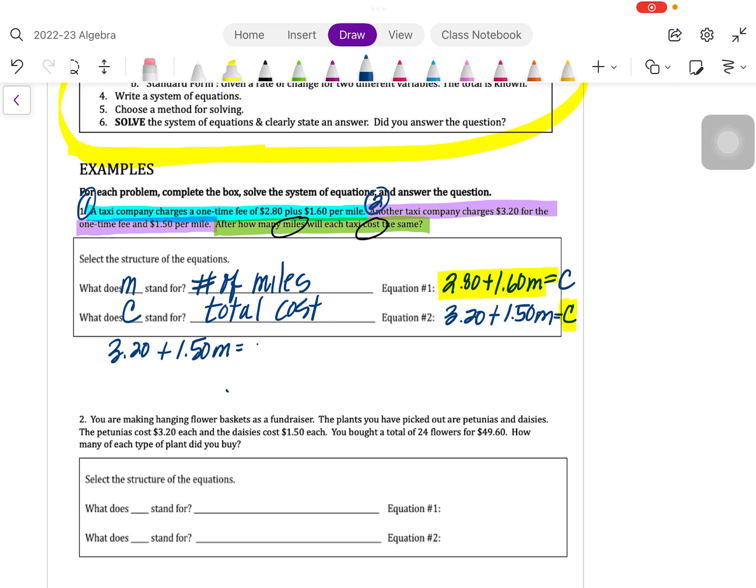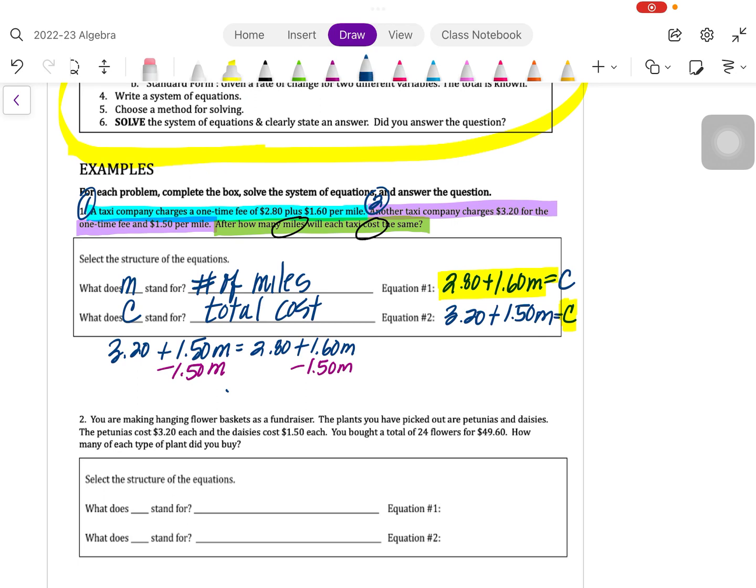Okay, here's where I'm substituting. So I'm substituting $2.80 plus $1.60m. Okay, so now I've got an equation with variables on both sides. I'm going to go ahead and solve. I think I will start by subtracting $1.50m from both sides.